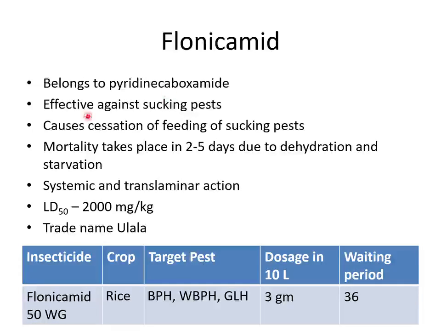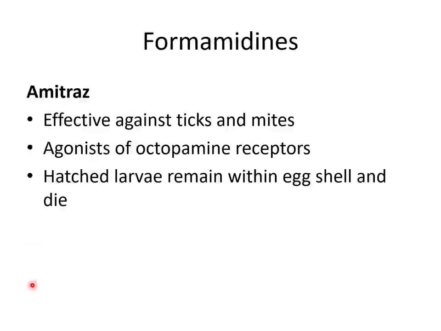Flonicamid is a 50% WG formulation recommended against rice sucking pests, BPH, WBPH and GLH at the dose of 3 gram per 10 liters. Coming to the next group, that is formamidines.